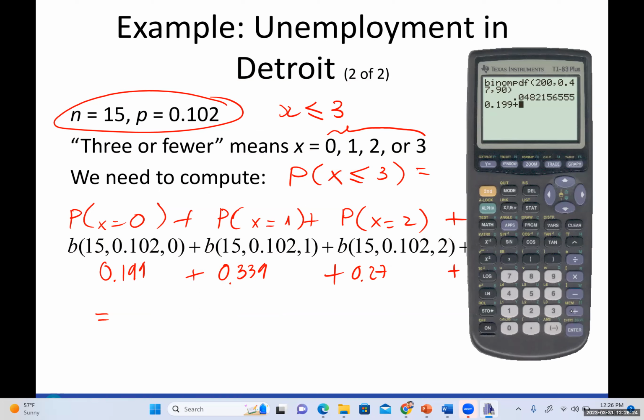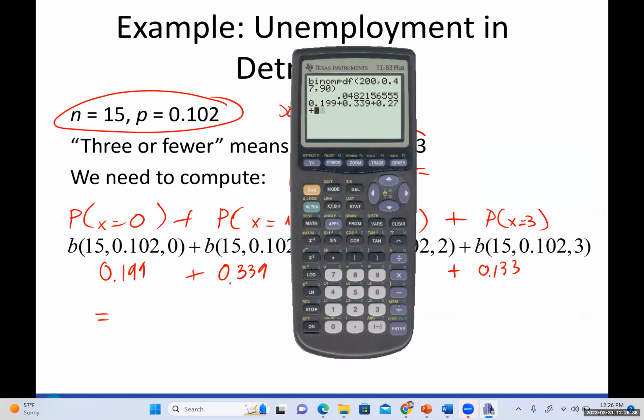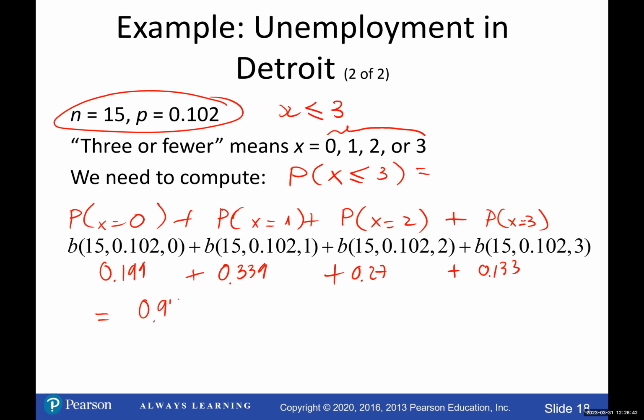0.199 add with 0.339 add with 0.27 add with the last k, 0.133, and the answer is going to be 0.941. So you can go this way, but it's kind of inconvenient and could cause an error, right? Because in each case here I rounded to 3 decimal places, and it could affect the final answer.